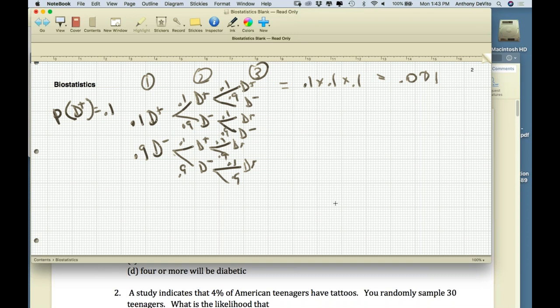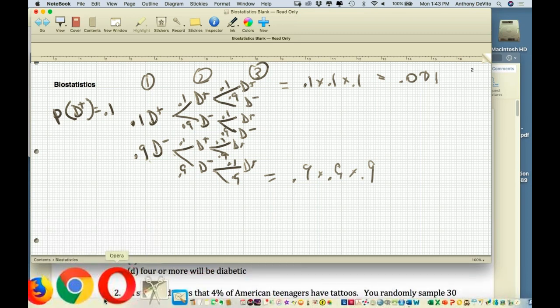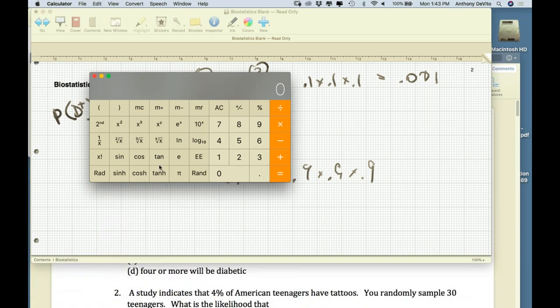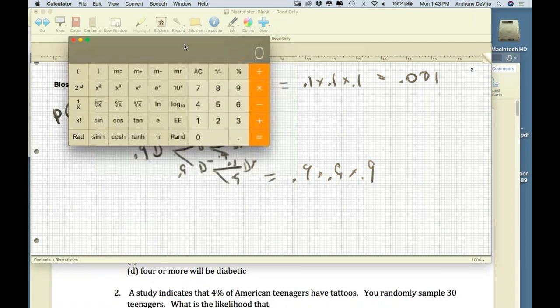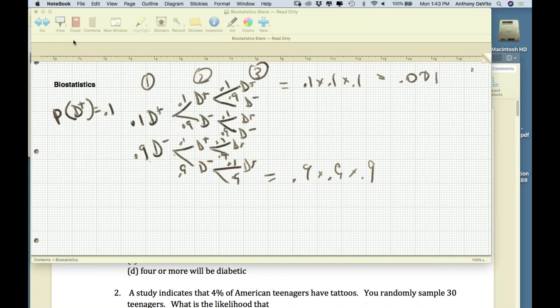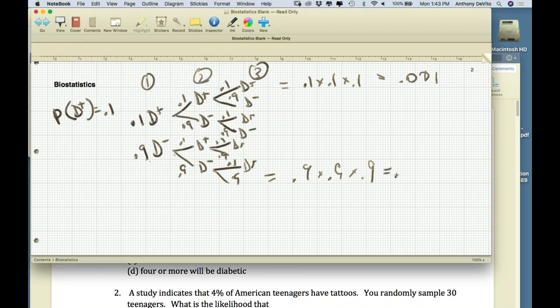Makes sense, right? What about the probability that all three of them would not have diabetes? Well, that's 0.9 times 0.9 times 0.9. And that is equal to, and the cough medicine is going to make me a little slow today, so I'm going to use my calculator. 0.9 times 0.9 is equal to 0.81, times 0.9 again is equal to 0.729. I'm going to call it 0.73 for our purposes. A 73% chance, or a probability of 0.73.